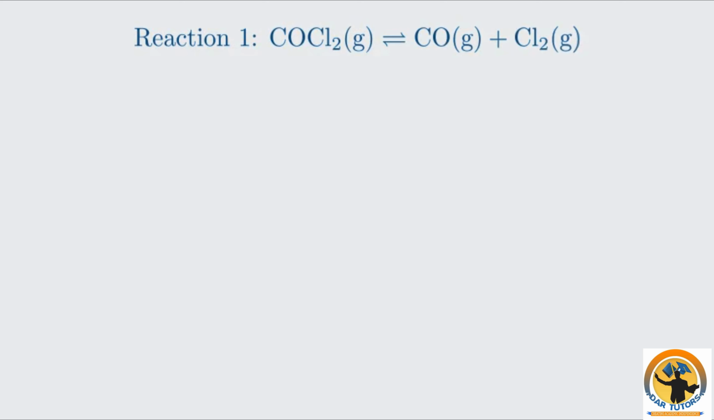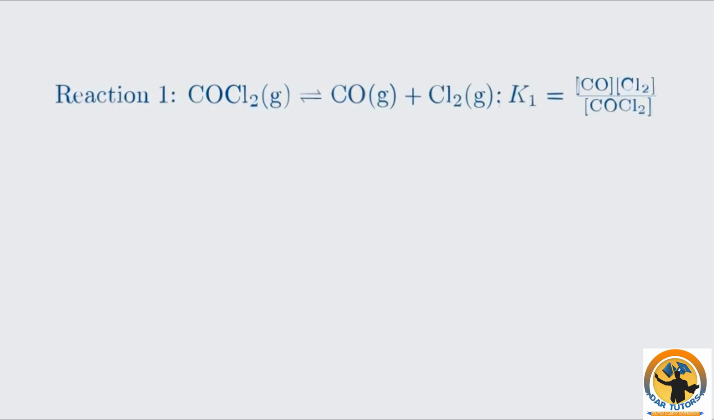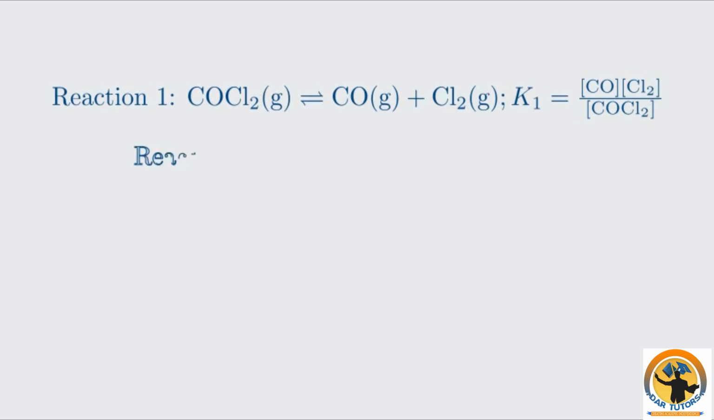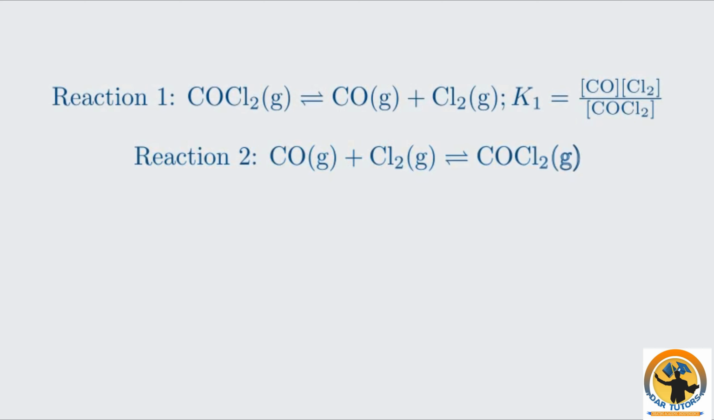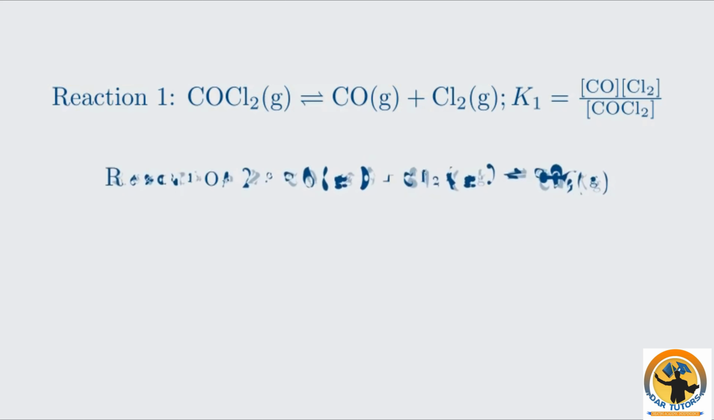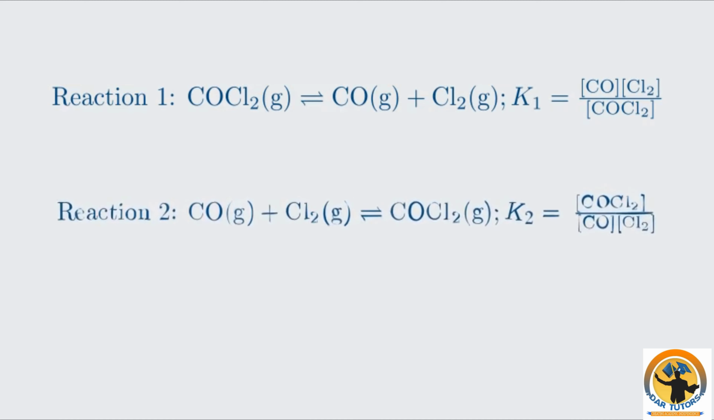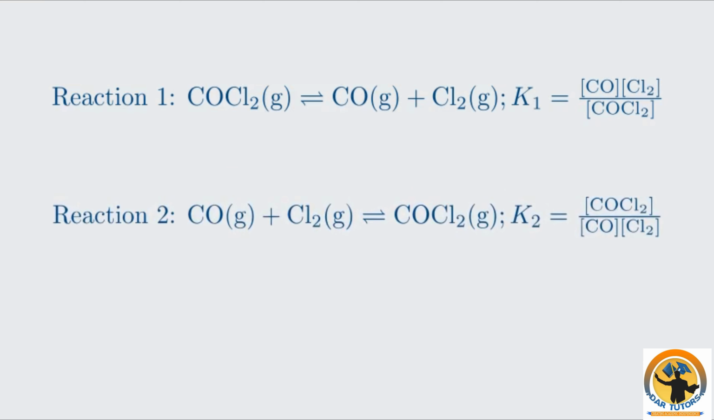The same equilibrium system can be represented in two different ways. Let's call the forward reaction equation 1. The equilibrium expression for this reaction, Kc1, is concentration of CO times concentration of Cl2 divided by concentration of COCl2. Now let's look at a second equation for this system, which is simply the reverse of the first one. The equilibrium expression for this reverse reaction, K2, has the products on top and reactants on the bottom. K2 is concentration of COCl2 divided by concentration of CO times concentration of Cl2.